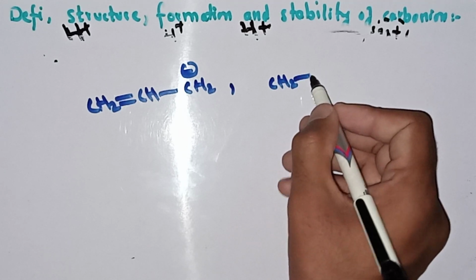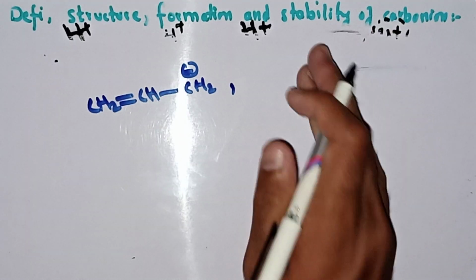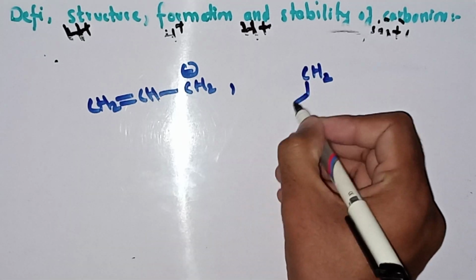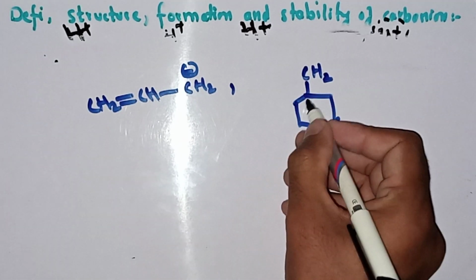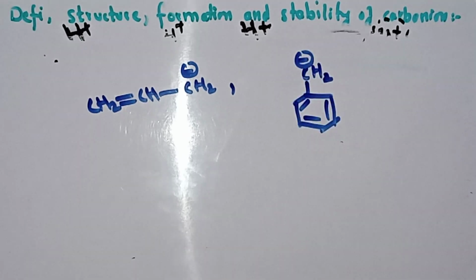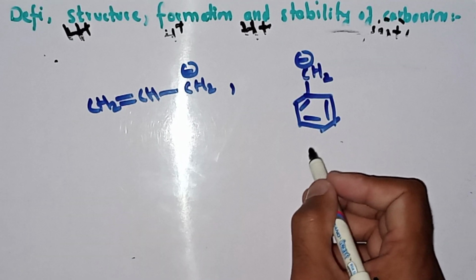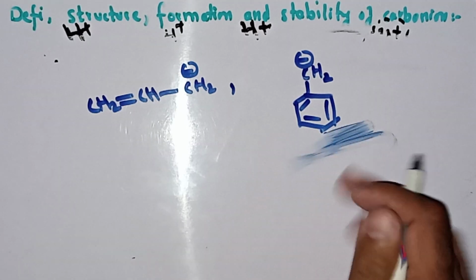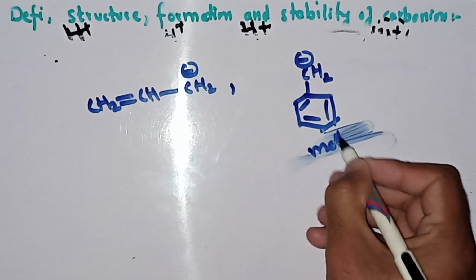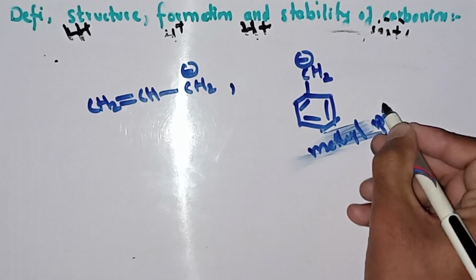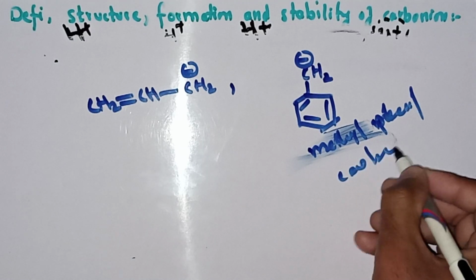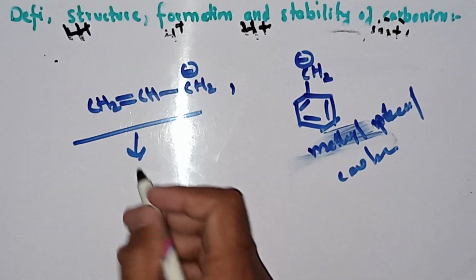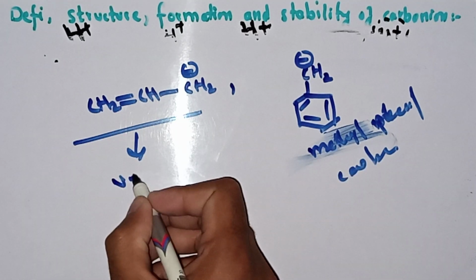Another compound is the CH2 negative attached to a phenyl ring, like that. That is phenyl methyl carbanion. And this is a primary carbon, or you can say benzyl carbanion, benzyl methyl carbanion, and this is the vinyl carbanion.